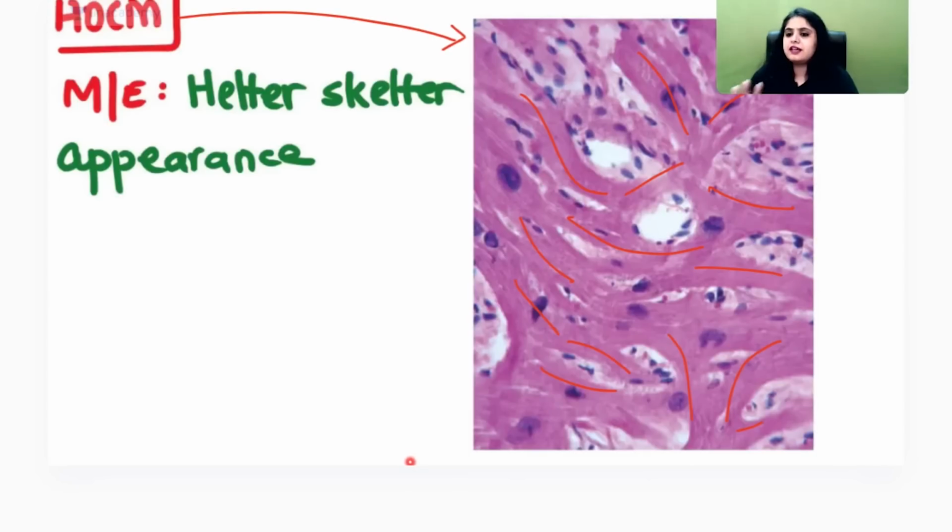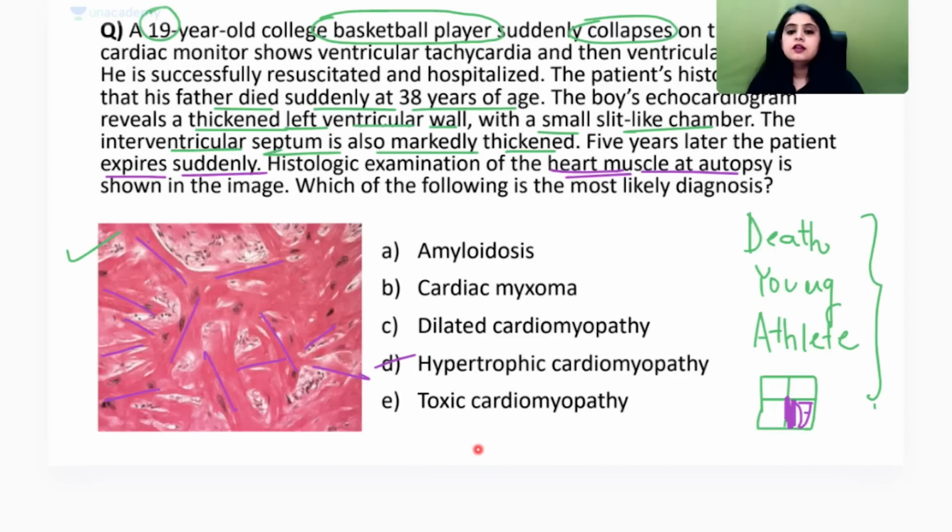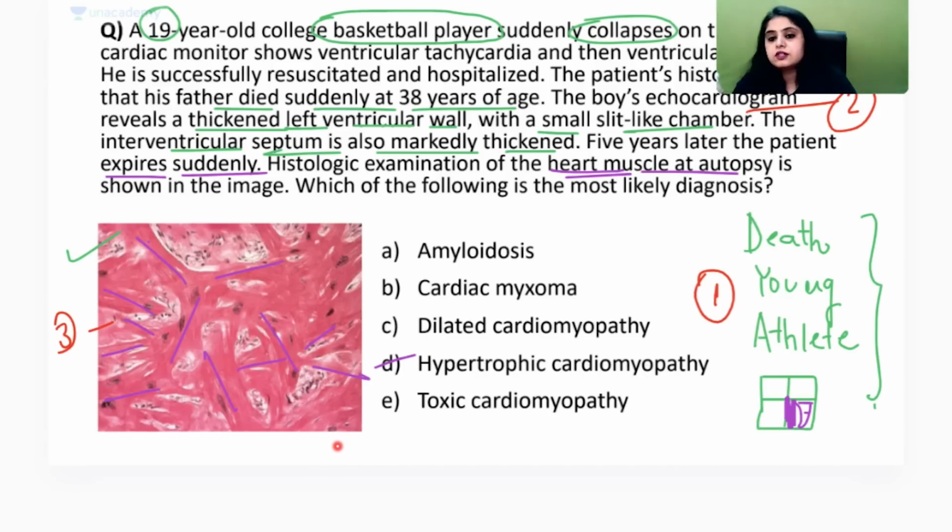Helter-skelter appearance of the muscle fibers. Total haphazard, disarray. It has been given a fancy term. Yes, the disarray has been given a fancy term, that is helter-skelter appearance. Classical 3 points will help you. Number 1, death in a young athlete. Number 2, banana-shaped heart. And number 3, cardiac fibers being disarrayed. That's all you need to know in this particular question.